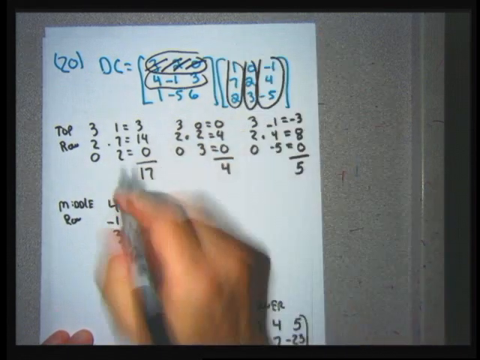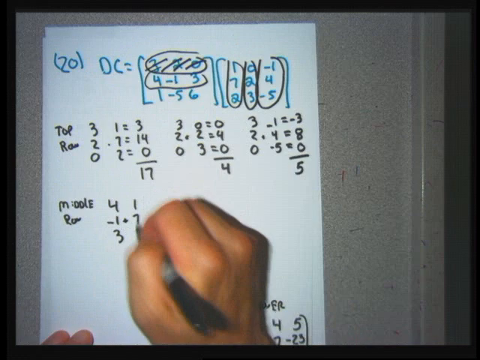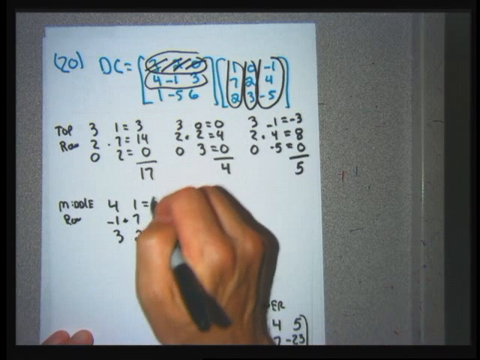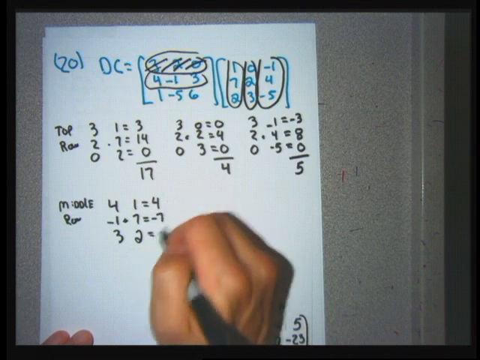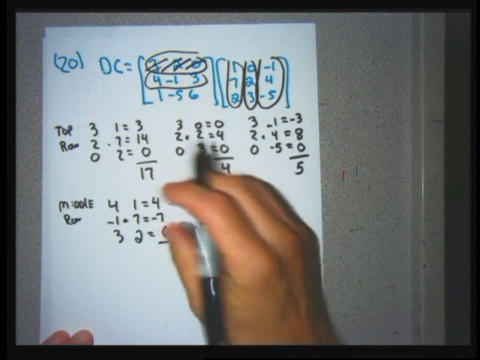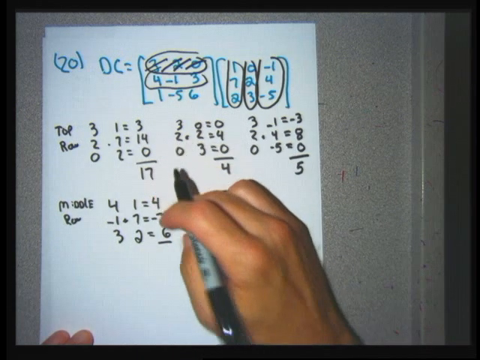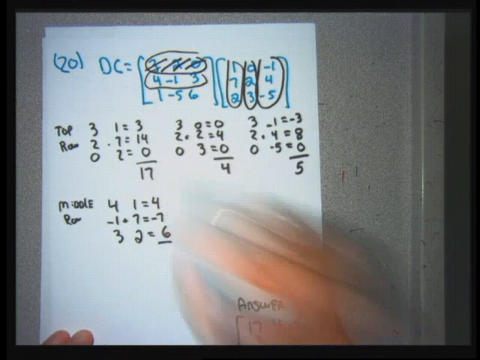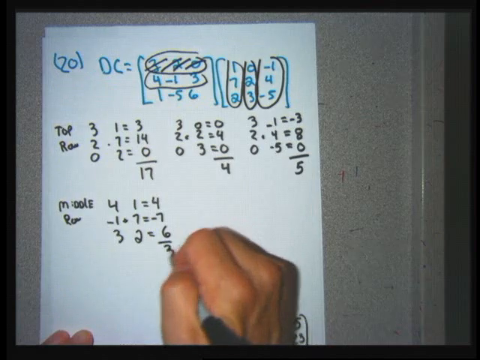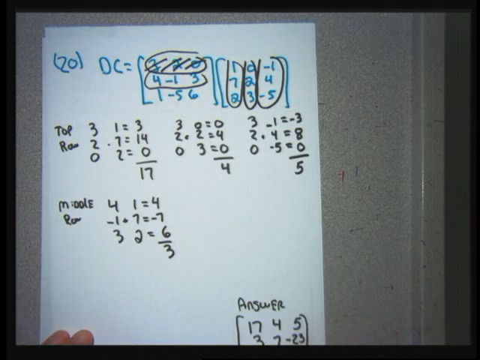First put it next to the 1, 7, 2 column. Go 4 times 1 is 4. Negative 1 times 7 is negative 7. 3 times 2 is 6. Add these up. 4 plus negative 7 is negative 3. Negative 3 plus 6 is positive 3, I believe, which is exactly that.